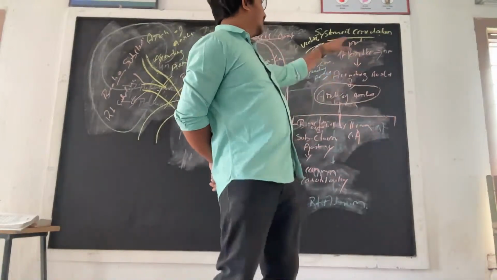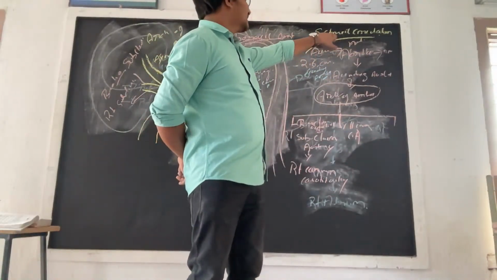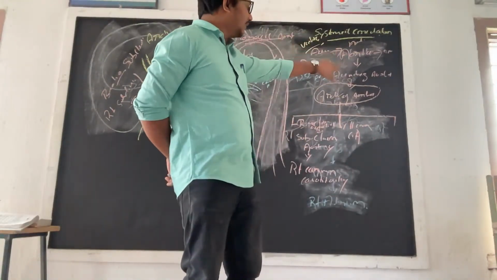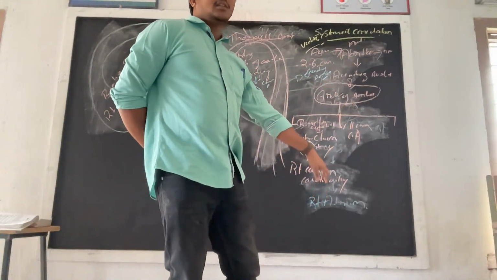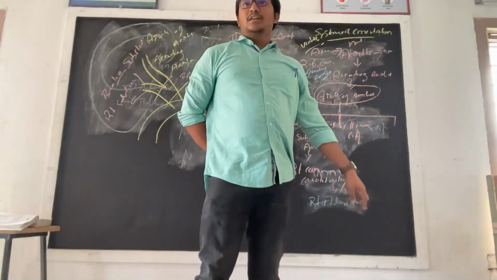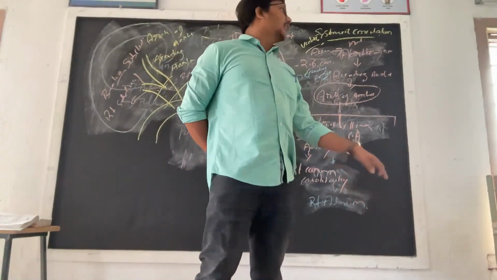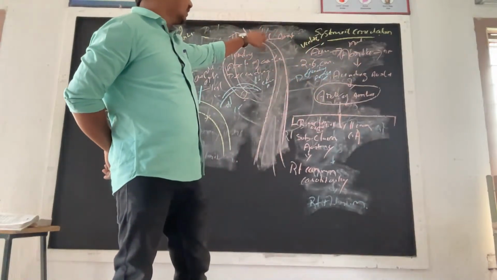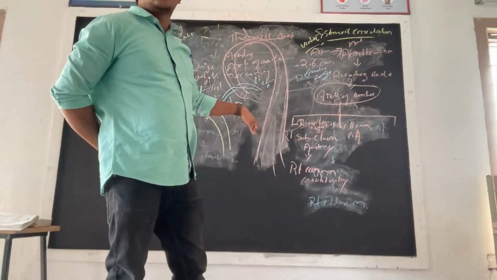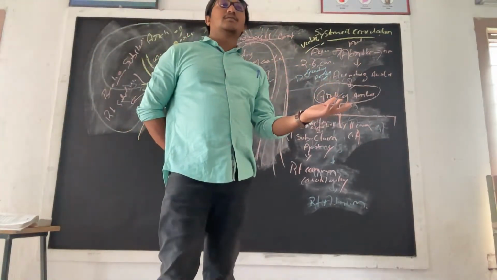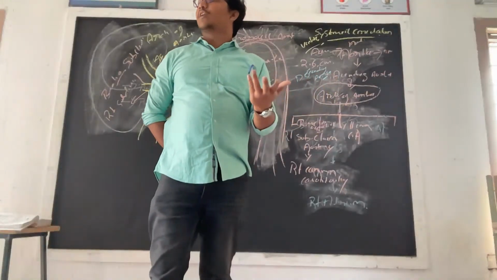Yes, I wrote it clearly. One answer is here itself: systemic circulation, which is happening between the body and the heart. Yes or no? And the second one is pulmonary circulation. I wrote it here, I just erased it. Between the lungs and the heart. What is the one more circulation? Coronary circulation.